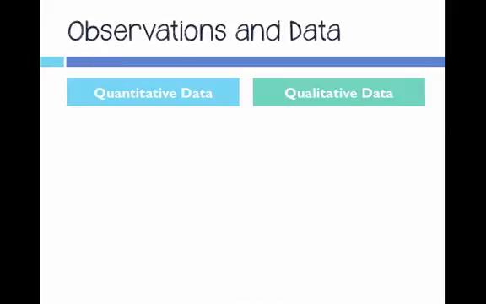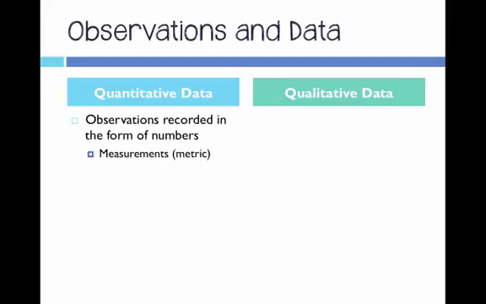So data comes in two categories, quantitative or qualitative. Well, quantitative sounds like quantity. And so essentially, I'm looking at observations, and any observations that I record in the form of numbers, essentially measurements, is quantitative. So think quantity, number. Qualitative data, think quality of data. So this is where I record observations in the form of descriptions.